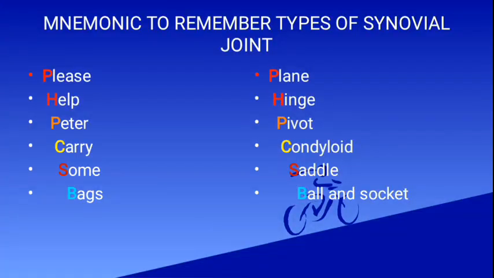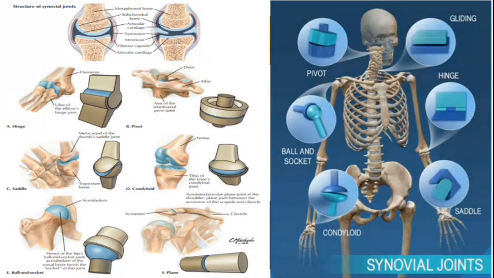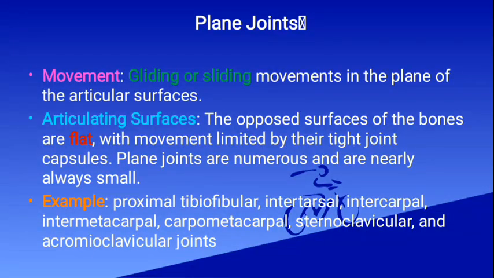Here is a mnemonic to help you remember the types of synovial joints: Please help Peter carry some bags. Please stands for plane, help stands for hinge, Peter stands for pivot, carry stands for condyloid, some stands for saddle, and bags for ball and socket joints. So we'll talk about each of them now, starting with the plane joints.